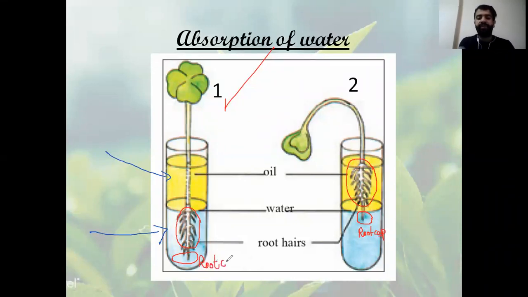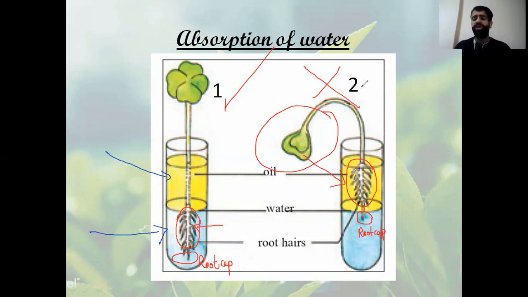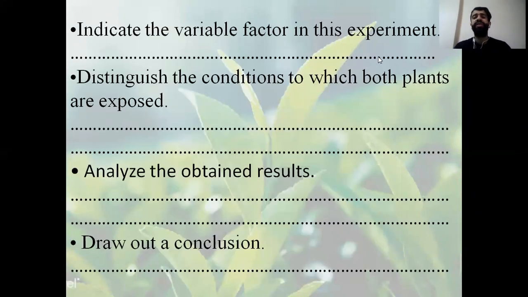So this is not the variable factor. Both of them are placed in water. But here, in plant 1 the root hairs are in water, while in plant 2 the root hairs are in oil. That's why plant 2 withers and dies. So which structure is responsible for the absorption of water in the plant? Which part of the root? Sure, it's the root hairs and it's not the root cap. So here the variable factor in this experiment is the part of the root, the root hairs or the root cap, that is dipped in water.